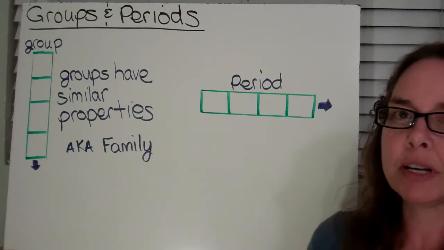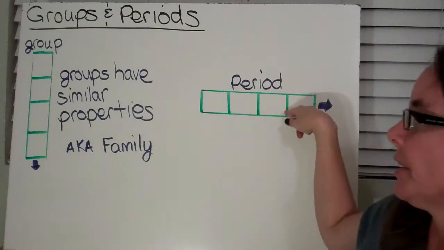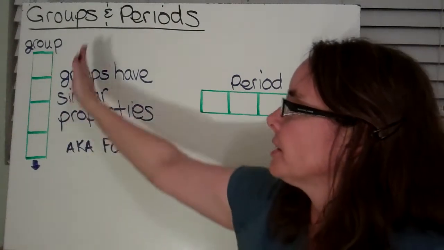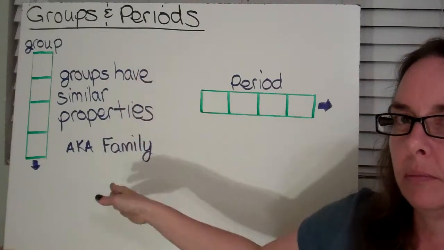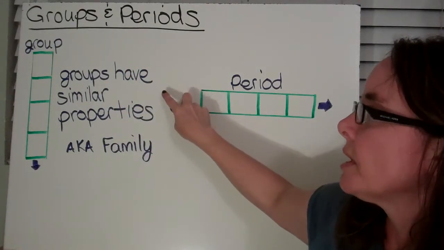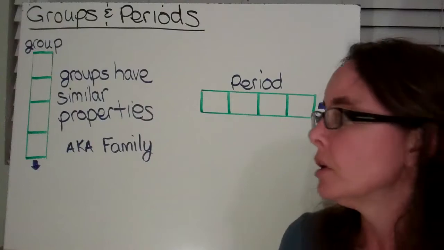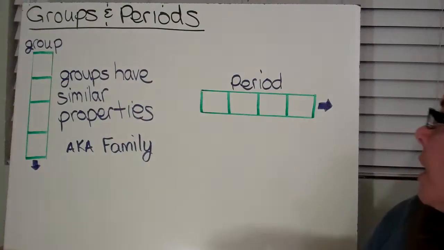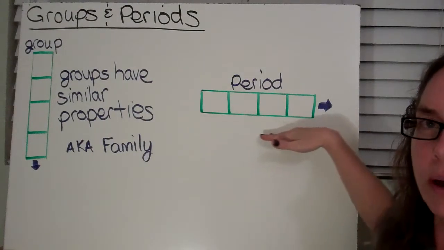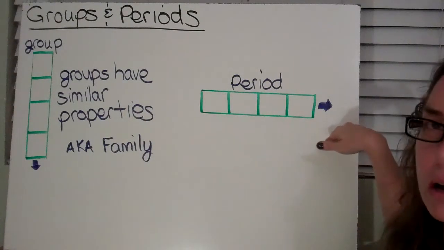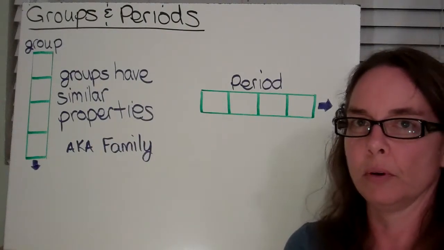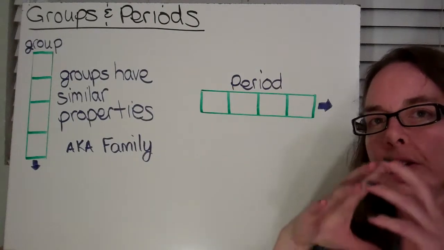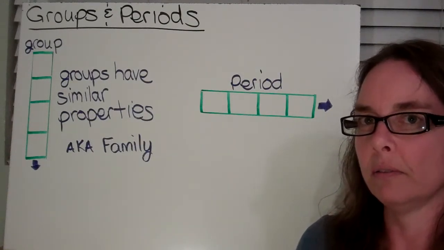The periodic table is arranged into groups and periods. Groups are also called families, and they are these columns that you see in the periodic table. Groups have similar properties. So these elements have things in common. The periods go this way, and they are the rows that go horizontally across the periodic table. And these are arranged according to the number of electrons on the outside of the atom.